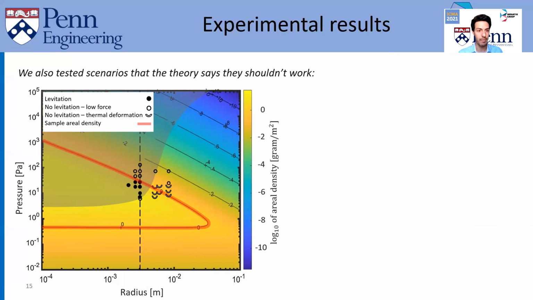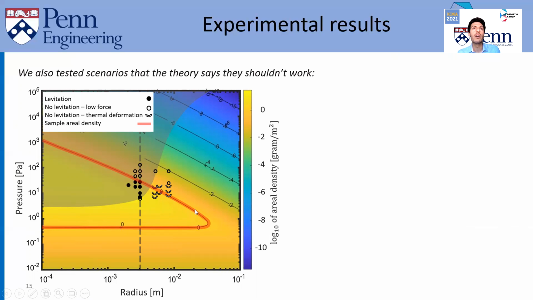didn't see levitation happen. Now, the levitation didn't happen because of 2 main reasons. One of them was that simply the force was not enough. We were not in the right pressure regime for the sample disks that we had. And the theory indeed predicts it very correctly, that in the parts where we shouldn't see levitation, we indeed didn't see levitation in the experiment.